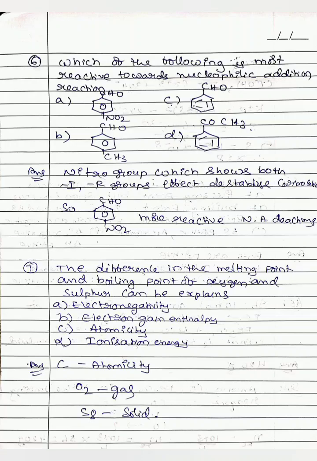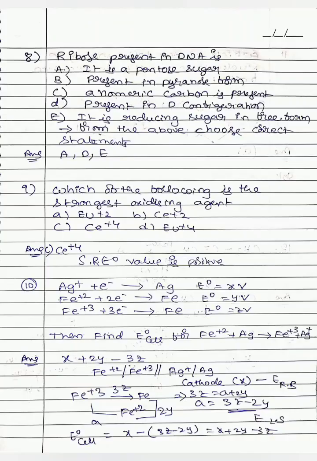Next one, the difference in the melting point and boiling point of oxygen and sulfur can be explained by? Answer is atomicity, because we know oxygen is a gas with O2 and sulfur, if we consider, it is a solid with atomicity 8.